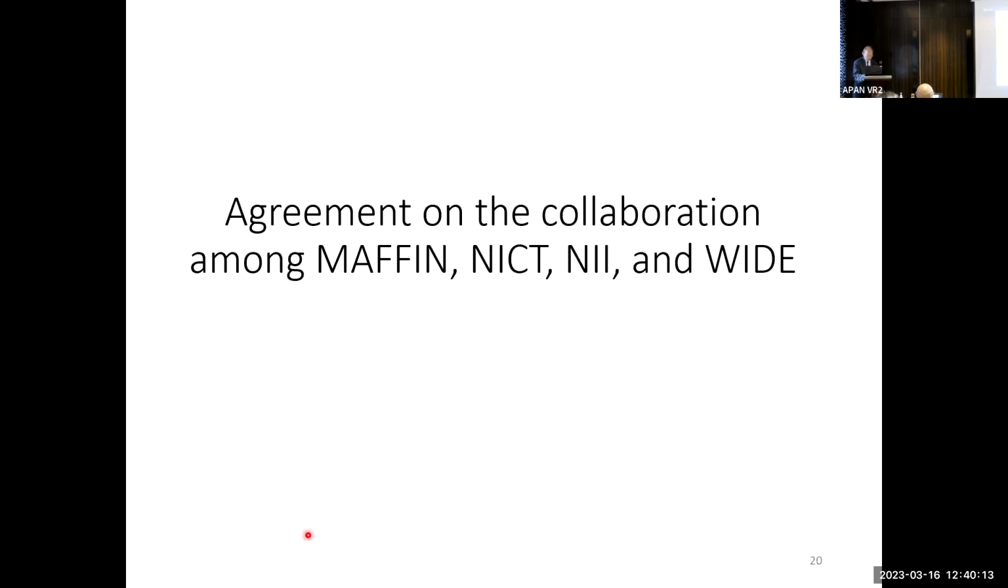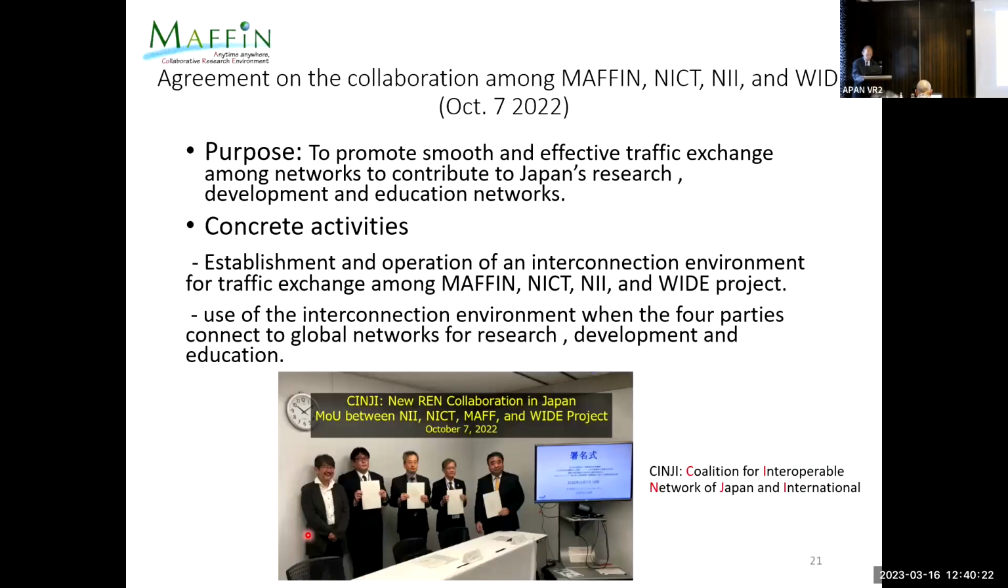Now, I would also like to talk about the agreement on the collaboration among MAFFIN, NICT, NII, and WIDE. And this will promote smooth and effective traffic exchange among networks to contribute to Japan's research, development, and education networks. SINET-J was established following this agreement. It is the abbreviation of the Coalition for Interoperable Network of Japan and International.